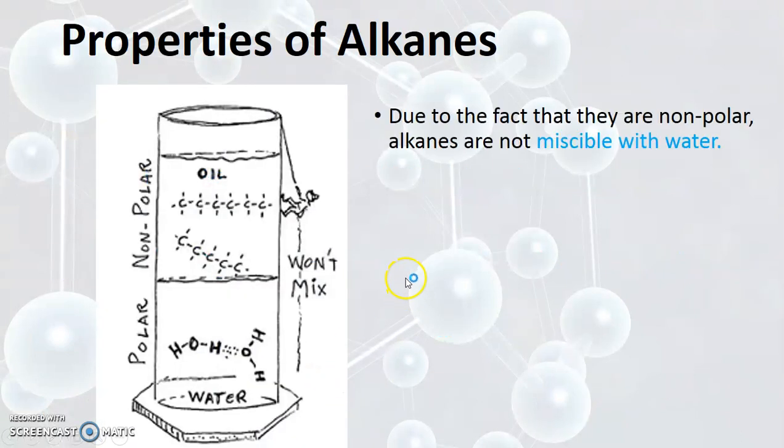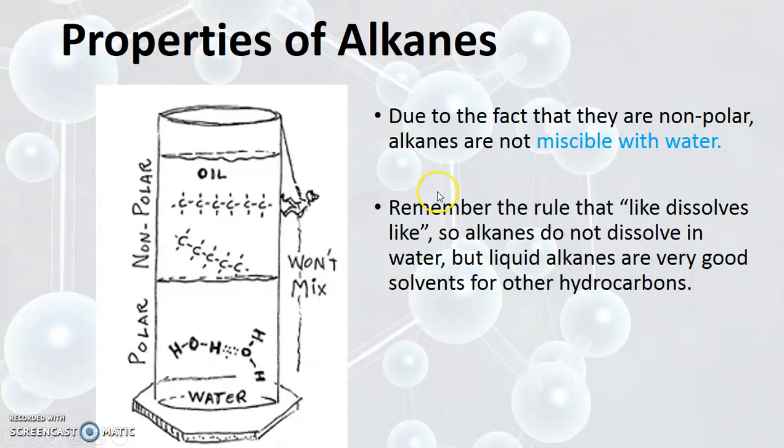The last property we'll look at, and you should probably already know this, is that because they're nonpolar, they are immiscible with water. They do not mix with water. If we remember our rule from Chem 20, the rule is like dissolves like. So alkanes don't dissolve in water because water is polar, but they would dissolve in oil, for example, because oil is also nonpolar.